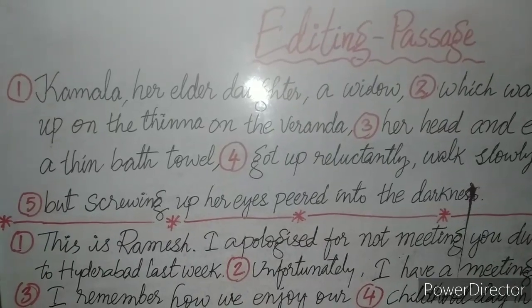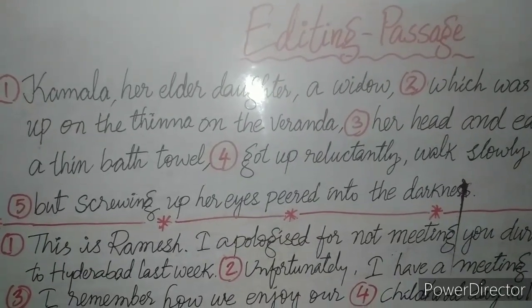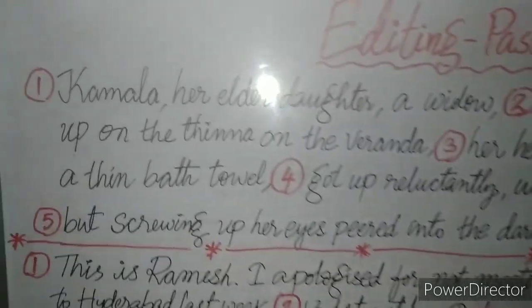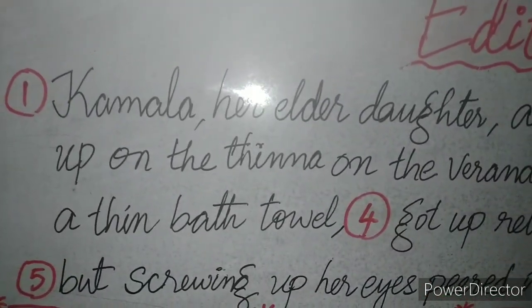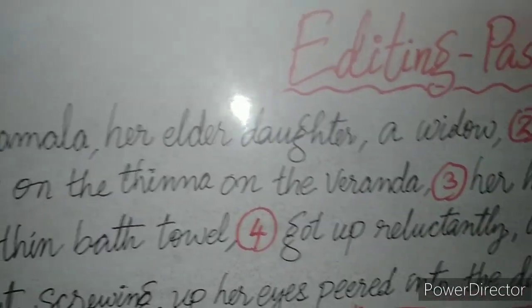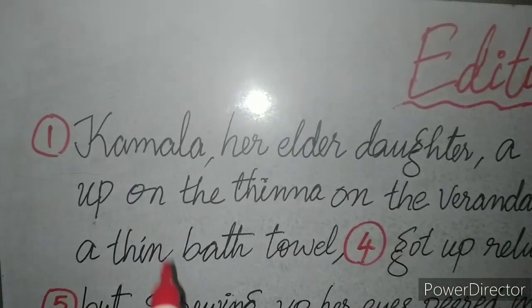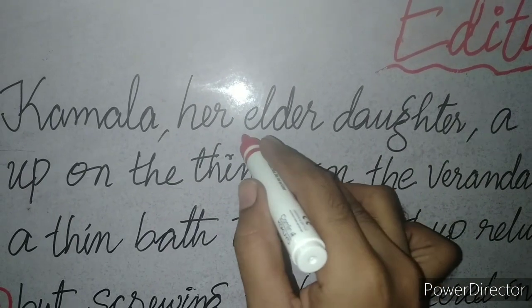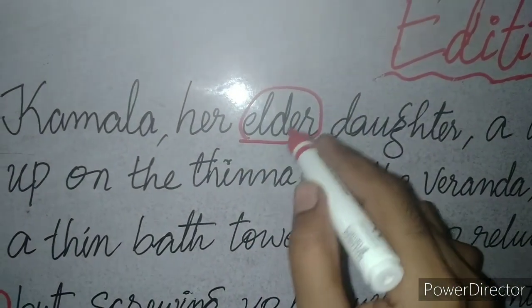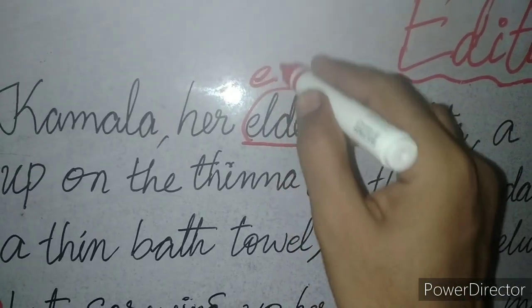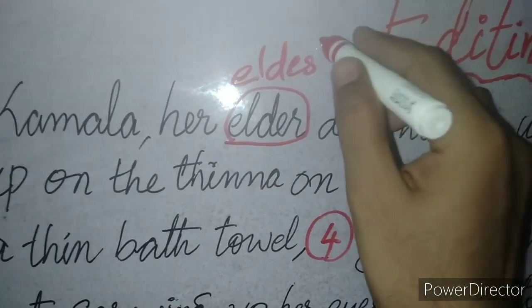So, as you know, whatever tricks I gave you for the edit bit, now you have to apply them here. For example, in the first one, Kamala, her elder daughter, a widow. Now what is the mistake here? Kamala, her elder daughter. Elder. Actually here, elder means comparison, but she is already the eldest. Eldest daughter, not elder. Okay.